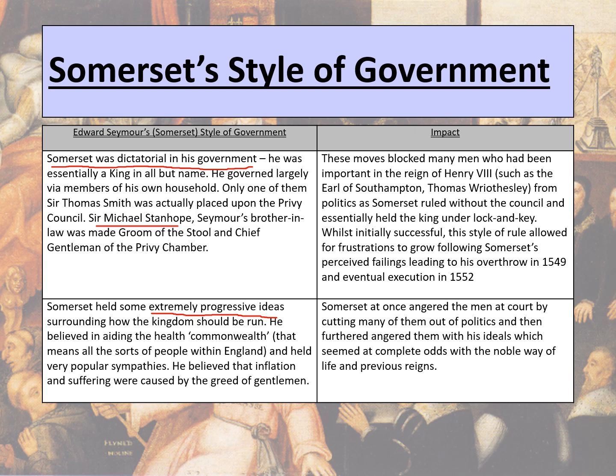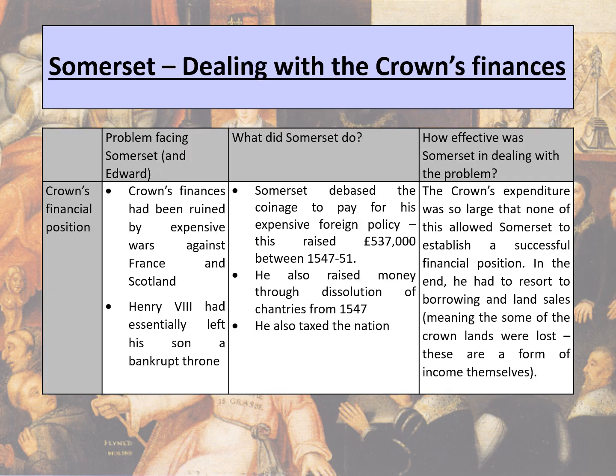So as we know, Edward inherited a number of issues from his father, Henry VIII. We know that, for example, he'd left him with a bankrupt throne. The crown's finances were in a really troubling situation. We also know that there was religious confusion and issues with foreign policy. So what I'm going to be doing on these next few slides is basically showing you what Somerset does to deal with each of these issues. So I'll talk to you about the problem that existed, what Somerset actually did, and how effective he was in dealing with the problem.